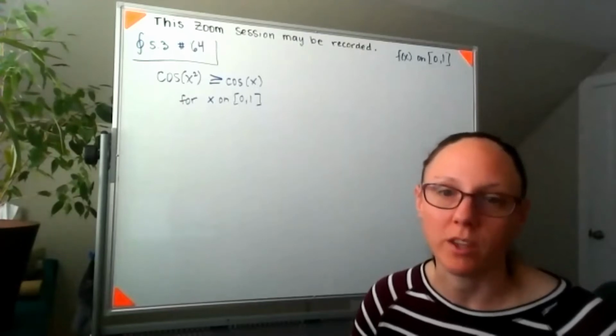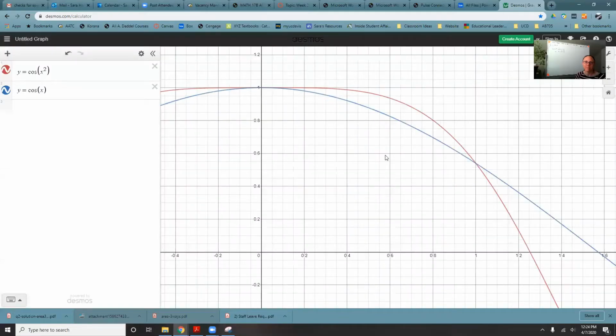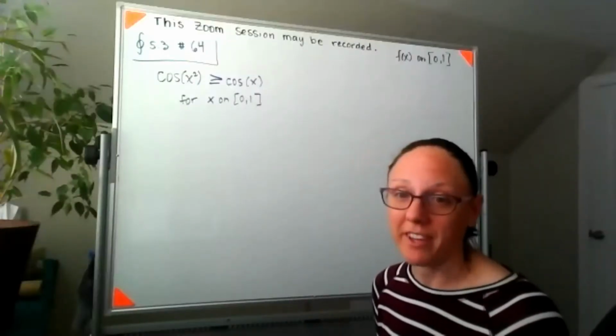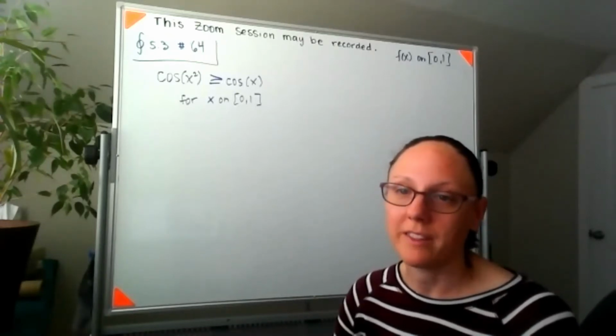So I'm going to share my screen really quick because I have graphed this on Desmos. On Desmos, you can see pretty clearly that that red line, which is our cosine of x squared, is above the blue line, which is our cosine of x. So I do think that graphing it is a reasonable way to show this. And when you're working on the homework, that's what I would do.